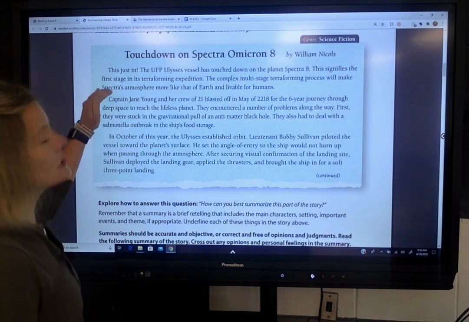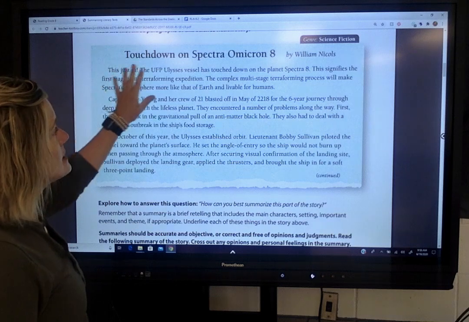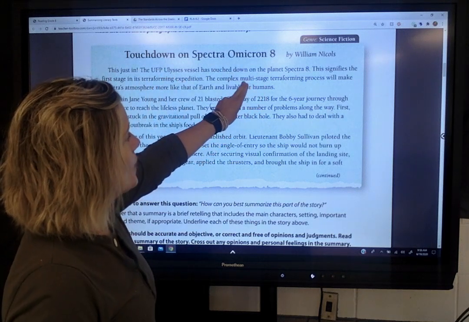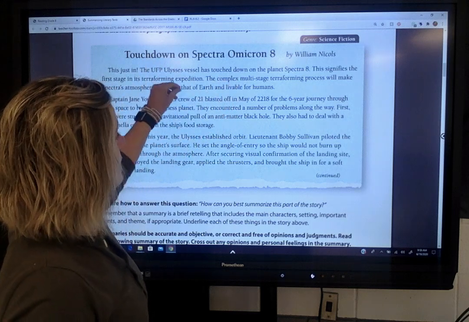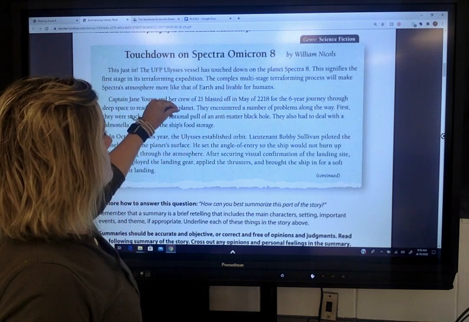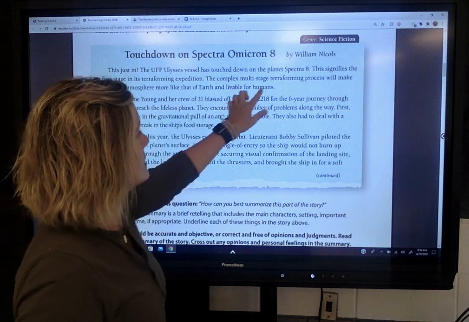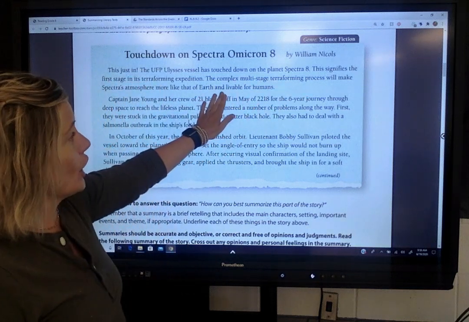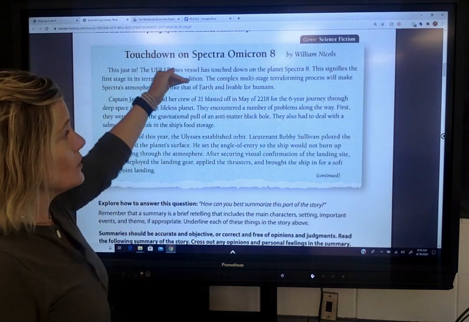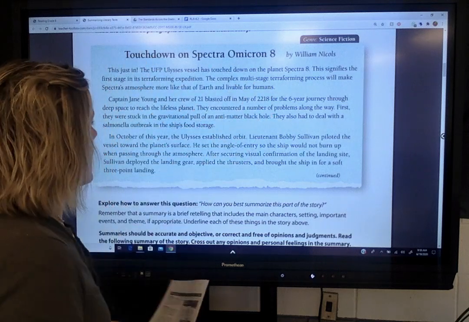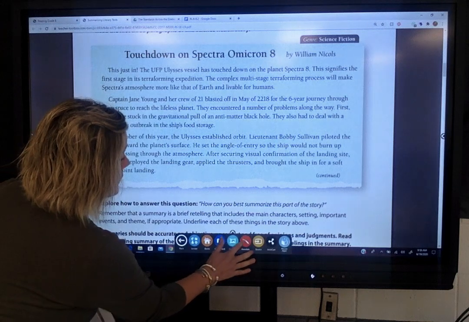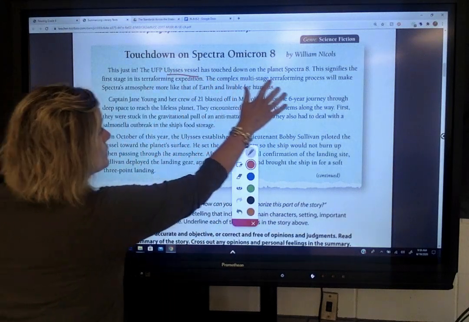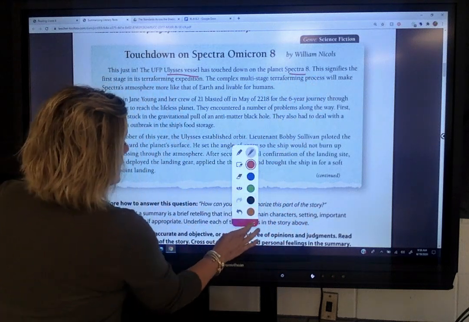So if we were just to stop right here, what is this vessel doing? Well, it's gone to a planet, and whoever the people in it are, they're going to kind of fix it up, the terraforming process. So they want to make it more like Earth. So you've got the vessel. The vessel is on Spectra 8. So you might even underline those. You've got the UFP Ulysses vessel that is on Spectra 8.